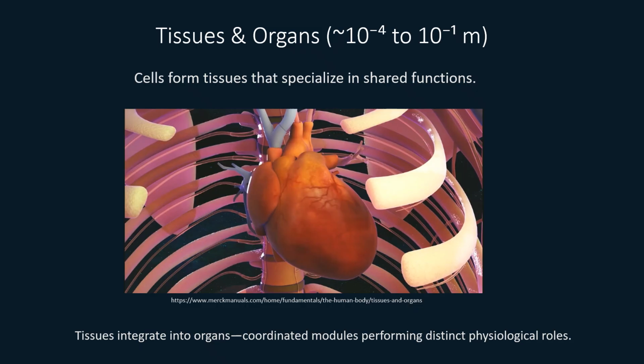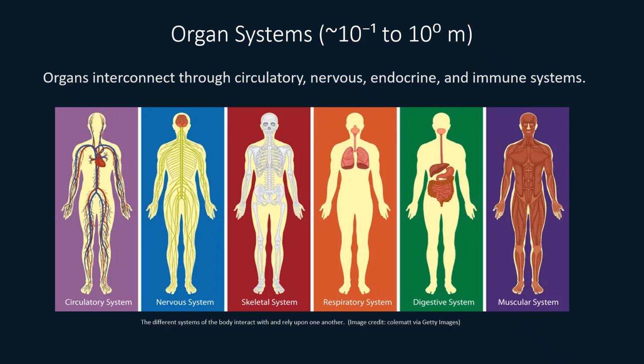Now, let's talk about organ systems. At this scale, you are dealing with the whole organism. When you give a drug, it goes everywhere. The liver metabolizes it, the kidneys filter it out, the heart pumps it around. The immune system might respond to it if it looks foreign.